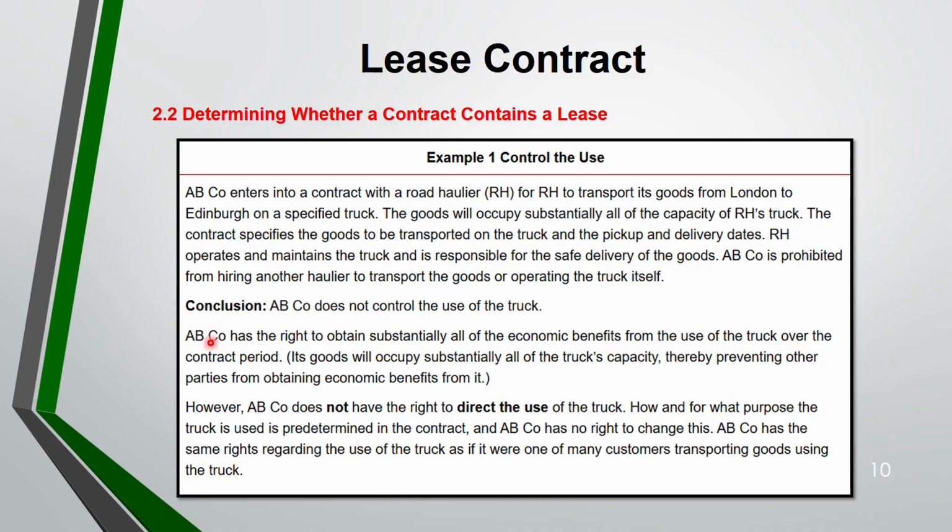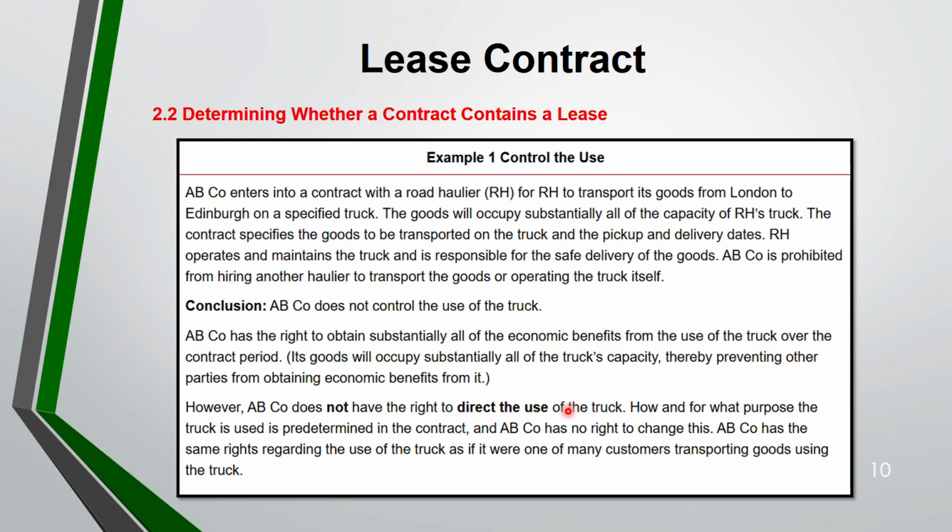So in this case, AB has the right to get all the economic benefits from using the truck over the contract period. How? Because the goods are occupying all the truck's capacity. That means it is preventing other parties from getting the benefit. But one condition has been met. But the second condition, directing the use, they do not have the right to direct the use. AB is not directing the use.